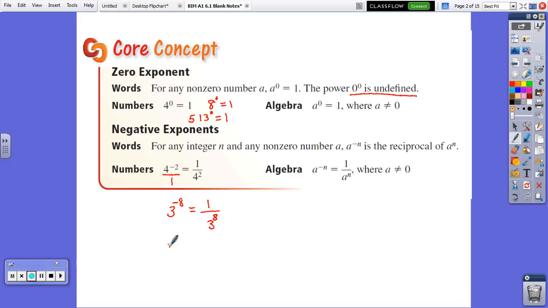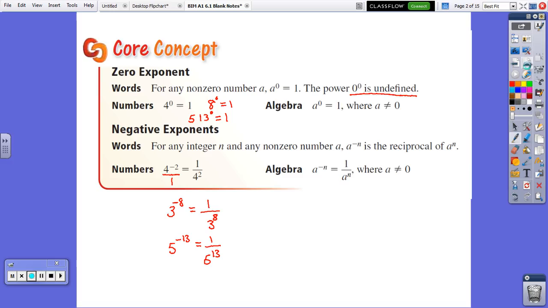All right? For example, we could also have 5 to the negative 13th. That would become 1 over 5 to the 13th. So the negative power moves the number to the opposite side. If it's on top, it moves to the bottom. If it's in the denominator, it moves to the top, which is the numerator.